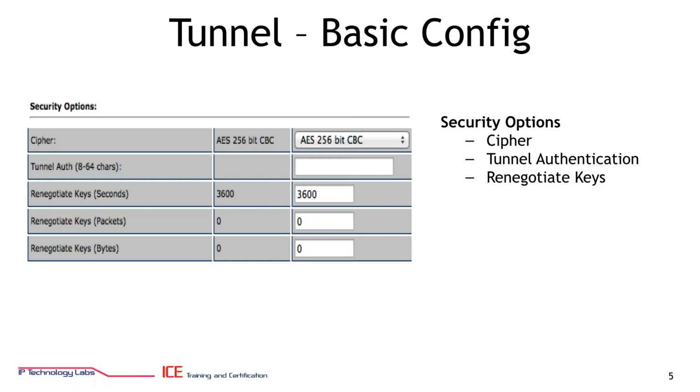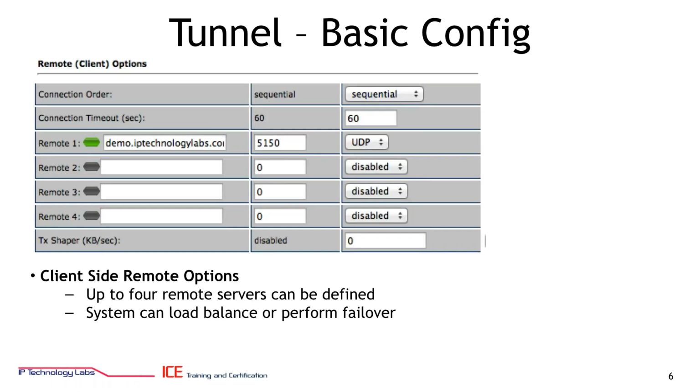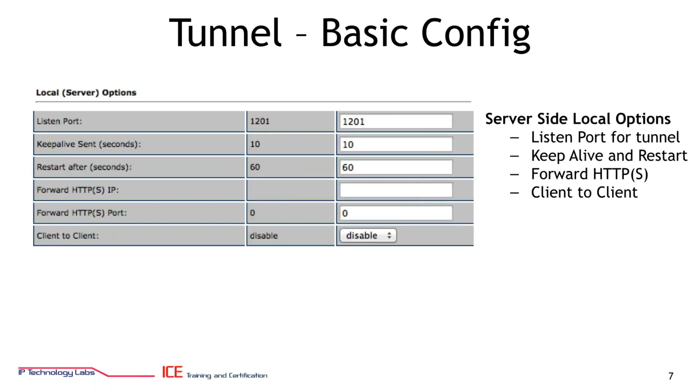Tunnel authentication and renegotiation of keys. These all allow you to fine tune how you want your cipher running, how often you want to renegotiate your keys, which gives you your perfect forward secrecy. We'll talk a little bit more about tunnel authentication coming up. In the basic tunnel configuration, you can go in and set up to 4 different remotes. And this creates a very basic failover.